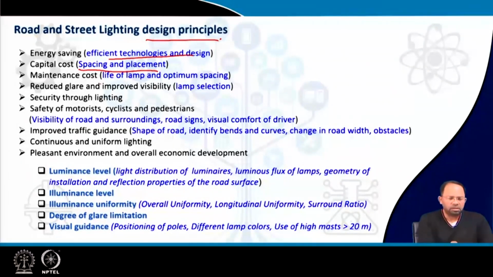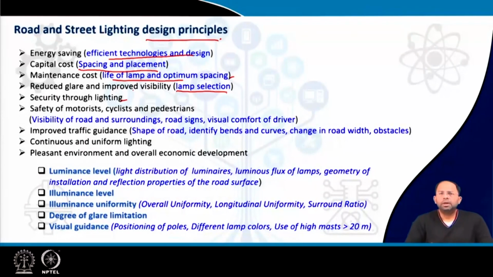Then the maintenance cost of the light depends on the life of the lamp and also how often these are placed, because the more poles you use, the higher the maintenance cost will be. You have to clean the lights, you have to replace certain kinds of faults, so that increases the maintenance cost. Then reduce glare and improve visibility. This is more about the quality of the light, so the lamp or luminaire you are selecting actually plays a role.